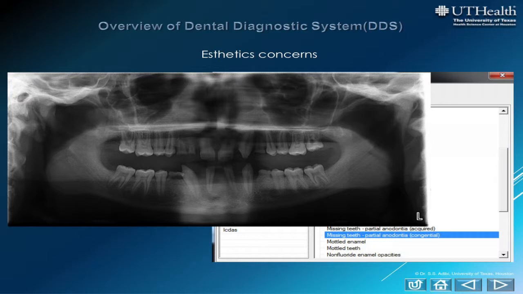No matter whether orthodontics, prosthodontics, or implant therapy approaches are needed to restore patient aesthetic concerns, the selection of a diagnosis such as missing teeth due to partial endodontia is appropriate for cases like this one.